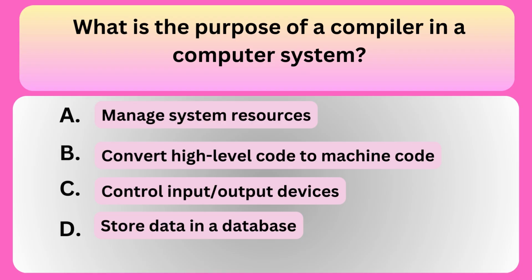What is the purpose of a compiler in a computer system? Manage system resources, convert high-level code to machine code, control input or output devices, store data in a database. And the right answer is convert high-level code to machine code.